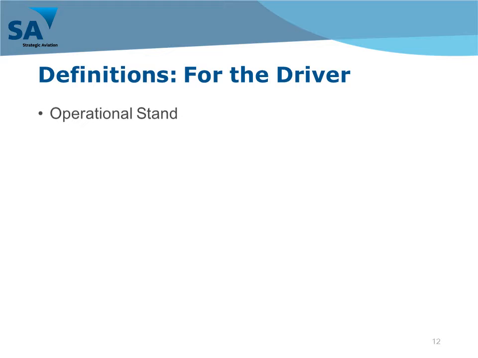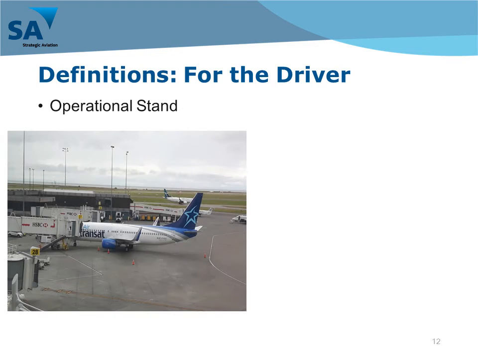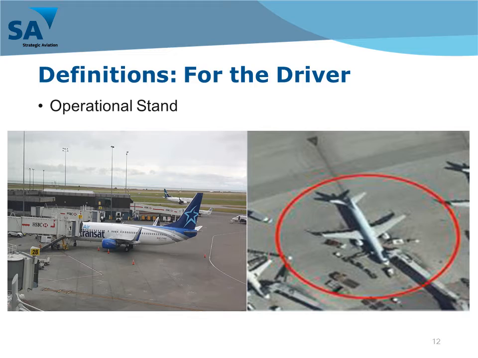The operational stand is a location on the apron where the planes are parked, serviced, and loaded and unloaded. There may be ramp workers, equipment, and other vehicles in this area that you must be aware of when driving on the ramp.